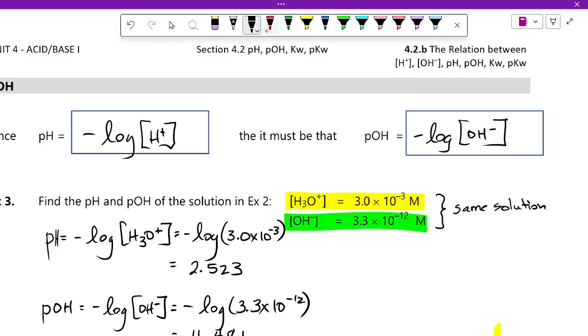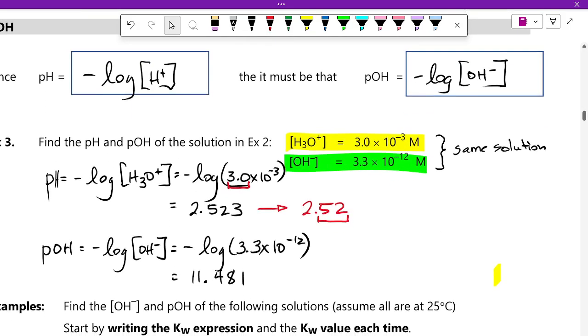Sig figs. So I got 2 sig figs here. And that means that's going to round to 2.5. No. What should it be? 2.52, because our sig figs are there. Okay, very good. And our last one, same thing. It's going to have 2 sig figs, so it's going to become 11.48. Excellent. Okay.